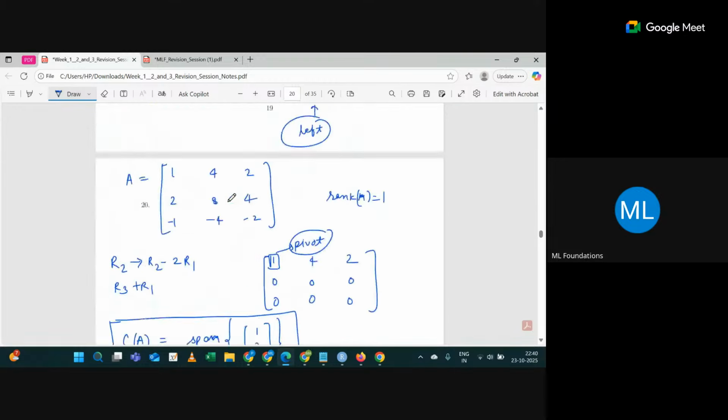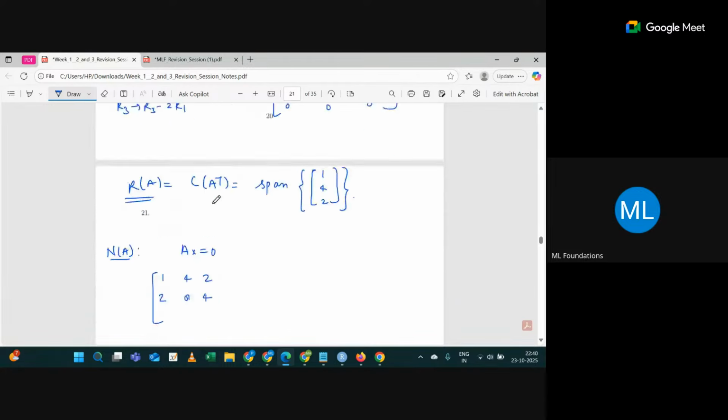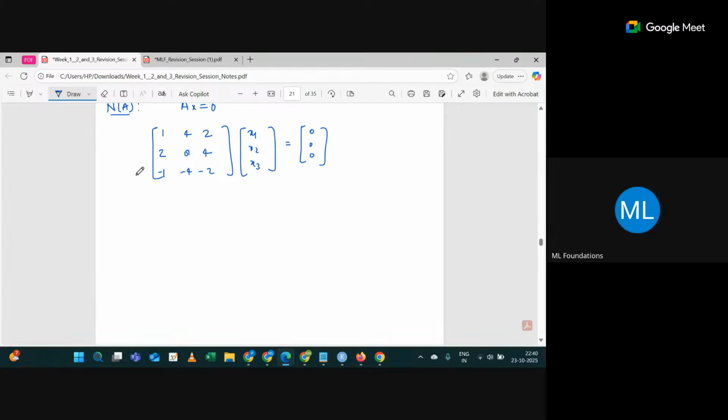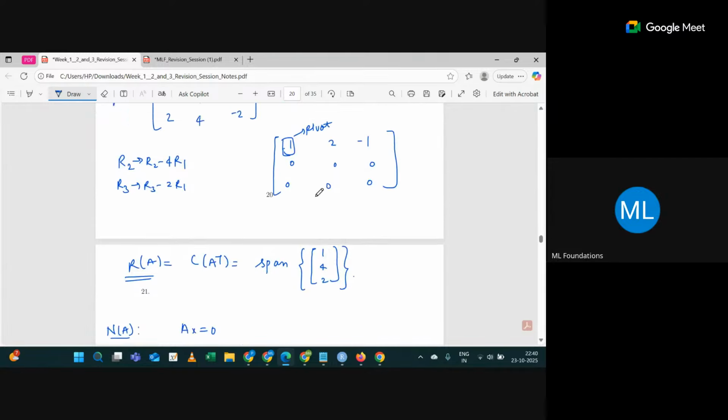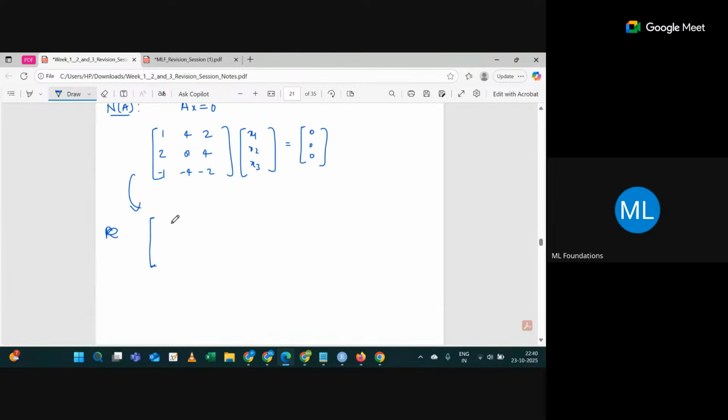So we have the matrix 1 4 2, 2 8 4, and -1 -4 -2, times x1, x2, x3, equal to 0, 0, 0. And as per the procedure, what we have to do? We have to convert it into row reduced echelon form. You can see we have already converted it using row operations. We got 1 4 2 and then 0, 0, 0, 0, 0, 0. Now it's x1, x2, x3 equal to 0, 0, 0.